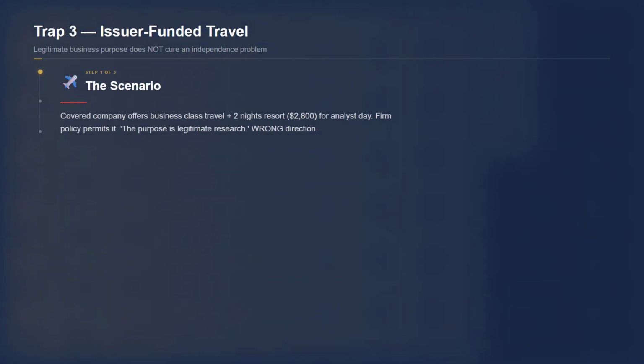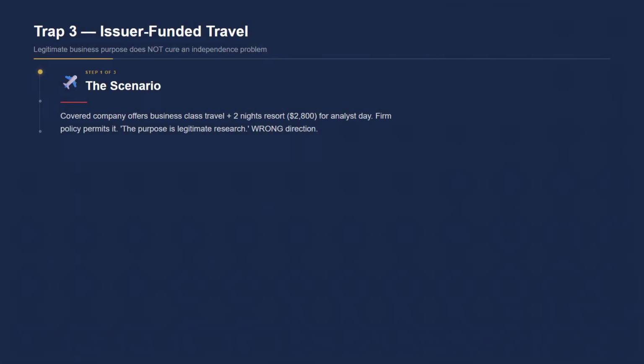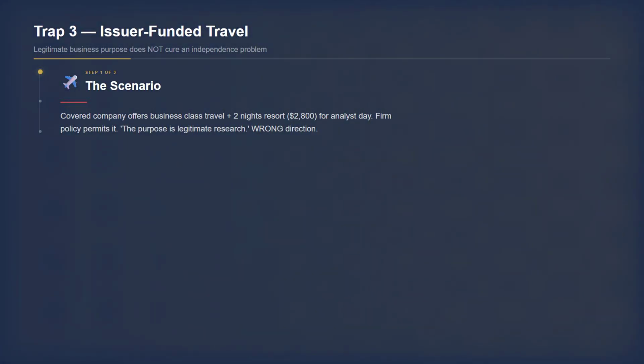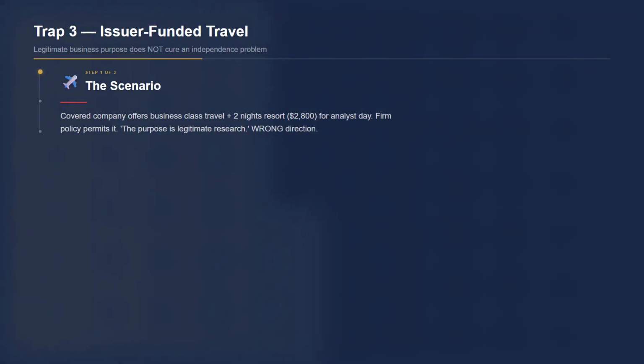Trap 3. Travel paid by covered companies. A tech company you cover offers to fly you business class to their analyst day at a Napa Valley resort, a $2,800 trip. Your firm's compliance policy permits issuer-funded travel for legitimate business purposes. Should you accept? The correct answer is almost always decline and arrange your own travel.